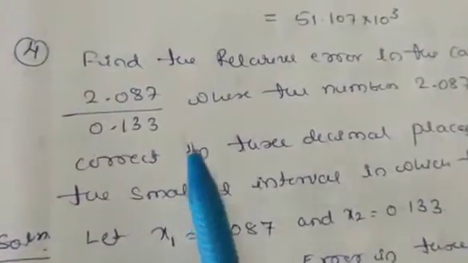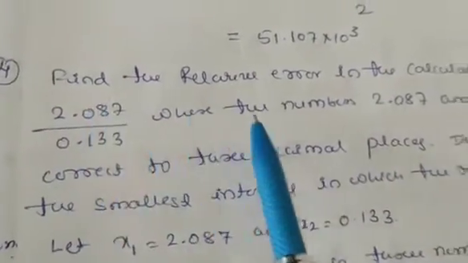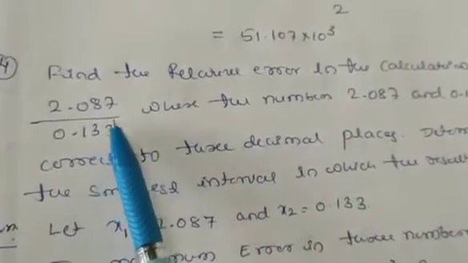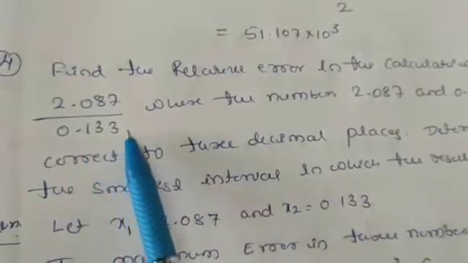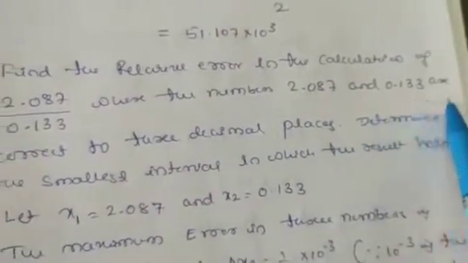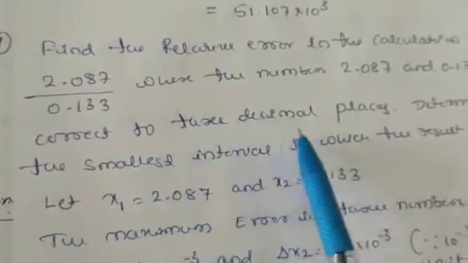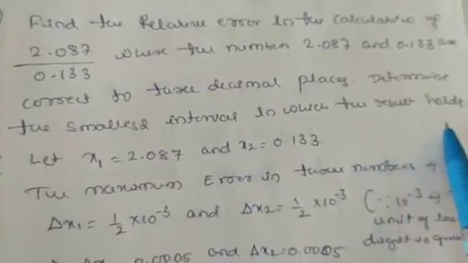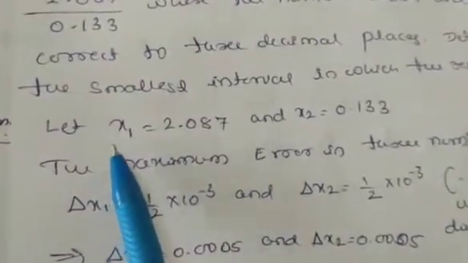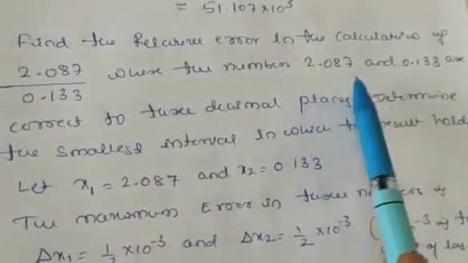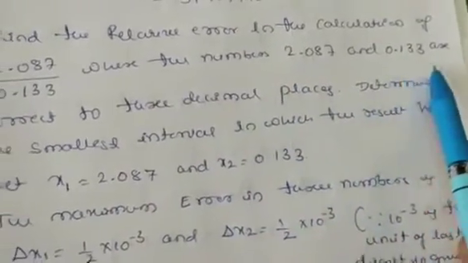Let us take one more example. Find the relative error in the calculation of 2.087 divided by 0.133, where the numbers 2.087 and 0.133 are correct to 3 decimal places. Now determine the smallest interval in which the result holds. Let us take the first value x1 as 2.087 and x2 as 0.133.